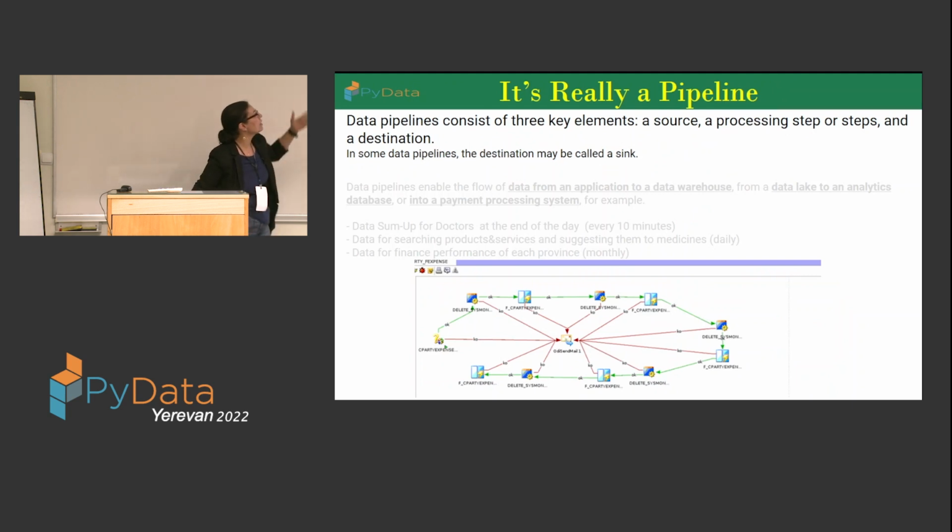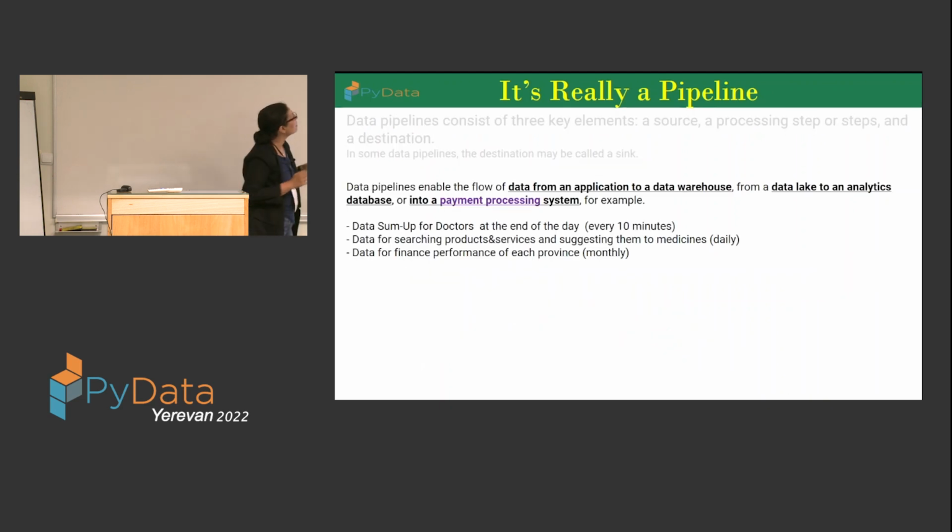Data pipelines consist of three key elements, as we know: resource, processing step or steps, and the destination. Sometimes in some articles they call the destination sink. And the data pipeline enables data to move, for example, from an application to a data warehouse, or from a data lake to an analytic system or database. For example, in the e-health business I work in, I need, at the end of the day, to give doctors a summary of their performance, for example by message, or they need to see it on the application that they use. So I should prepare data for them, which is one of the examples.